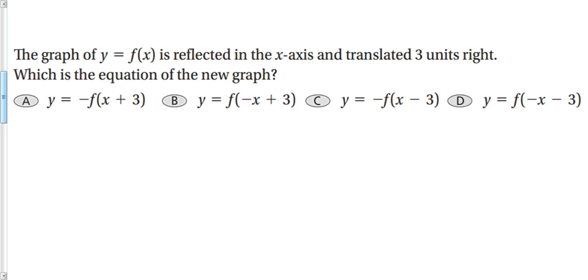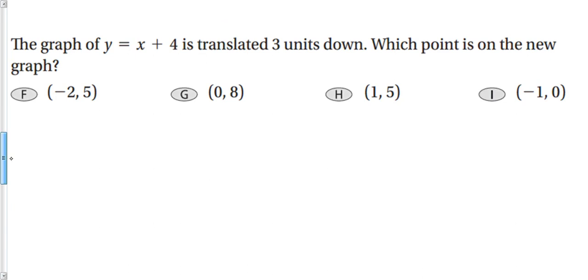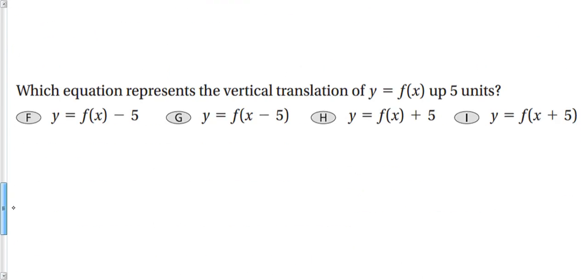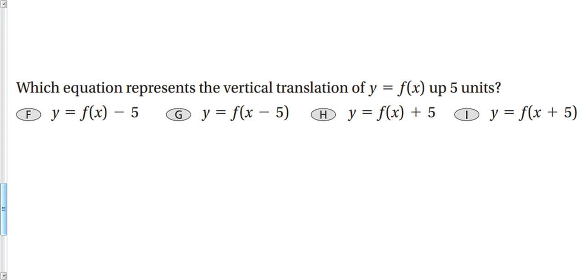Okay. So to reflect it in the x-axis and translate it 3 units to the right, the answer to that would be C. The negative goes out front, and we have a minus 3. Okay. This is a good one. Which equation represents the vertical translation of 5 units up? That means I want to add 5 to the output of a function, so my answer would be H. Okay. Very good. That was 2-6, families of functions.